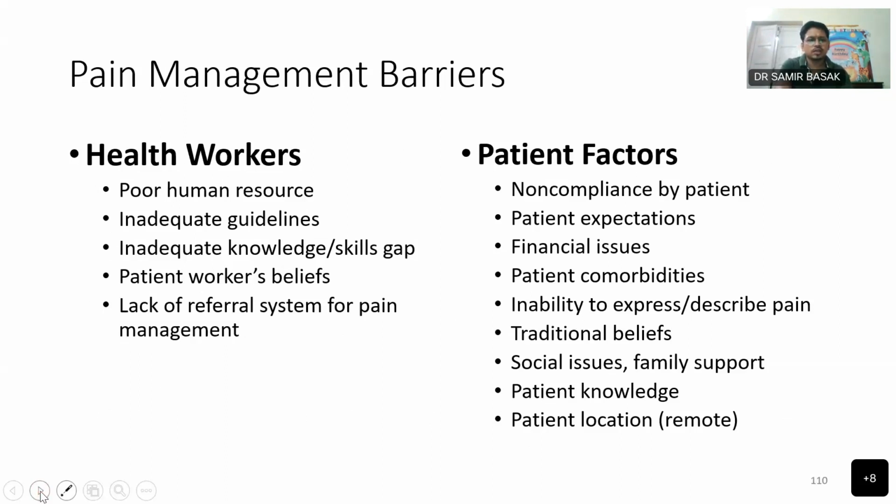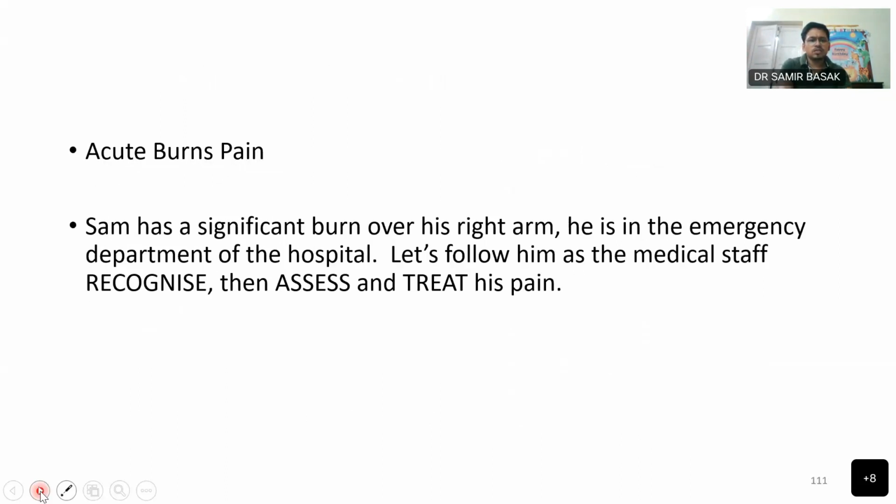All these factors are there. There are also two cases online. The first one is an acute burn patient, with a right arm burn in the emergency department. Let's follow the medical staff to recognize, assess, and treat. What will be the treatment protocol? This one you should do by yourself.